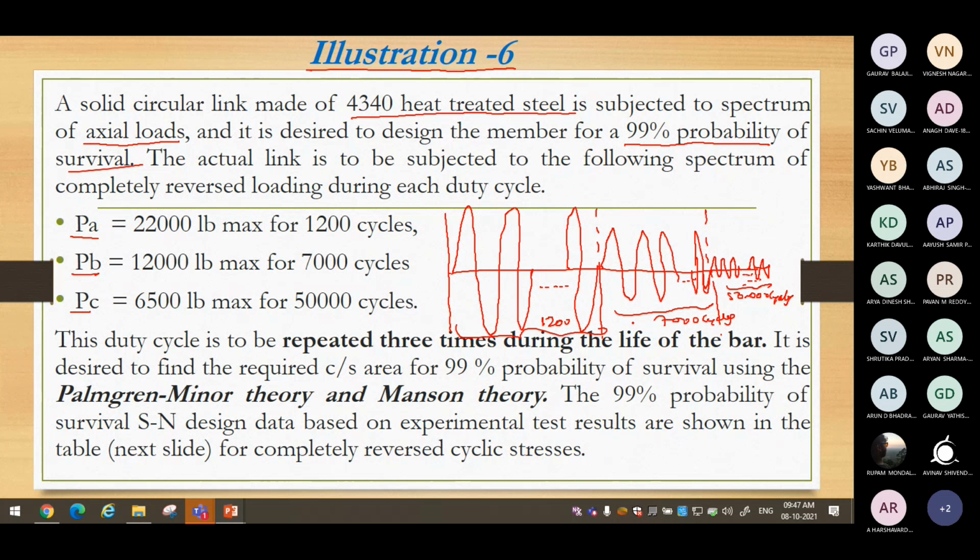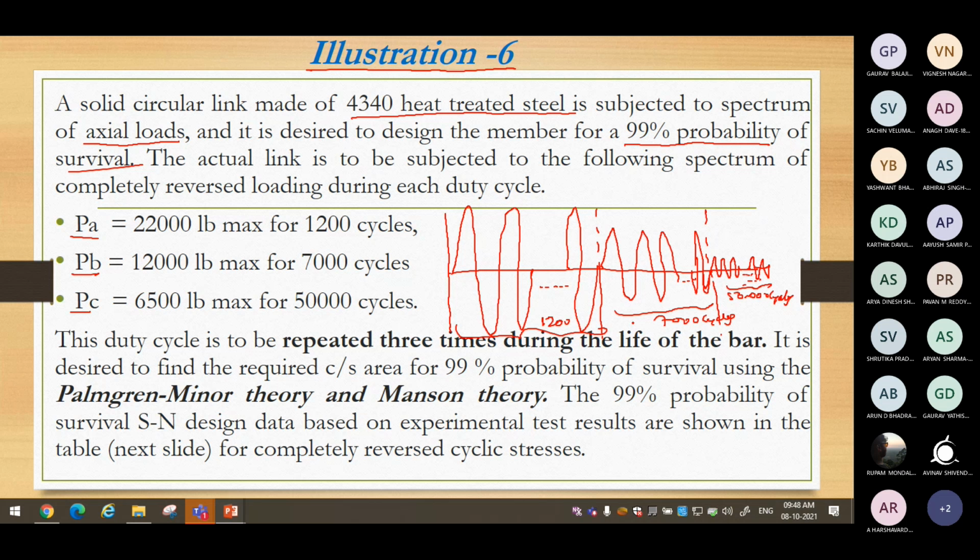You have to apply 1,200 cycles of 22,000 pound load, and then you have to apply 12,000 pound load for 7,000 cycles, and after that you have to apply 6,500 pounds of load for 50,000 cycles. Once this block is completed, again you have to repeat with 22,000 pound load for 1,200 cycles, and like that go on applying. This is the customer's requirement. You may talk in that way. Customer required, or his application demands, this type of loading pattern.